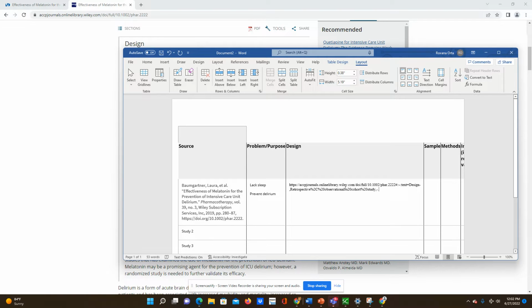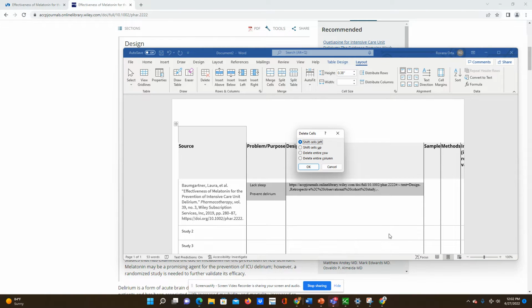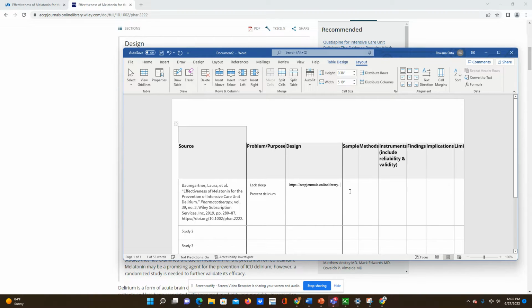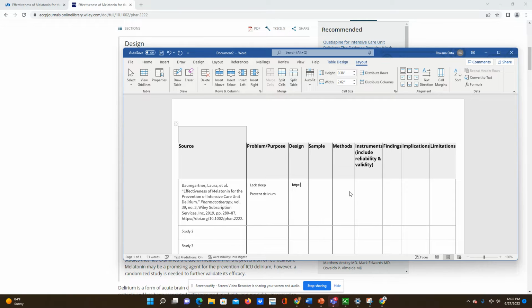I'm sorry, it gives me an error. It's a cohort study. Sorry, I'm going to delete the entire entry. Just cancel this. It didn't let me do it, but I know it's a cohort study, so I'm going to put cohort study, and I can put more things there. The sample was 232 patients, and I think only about half, 120, were part of the cohort that received the melatonin.